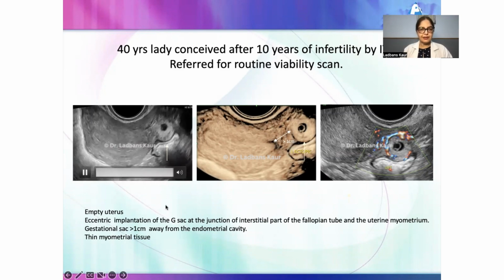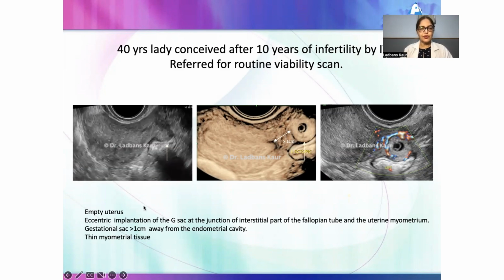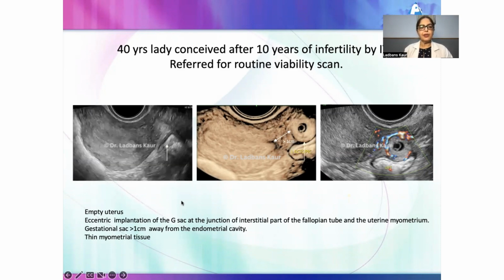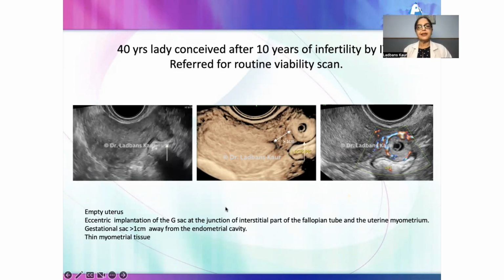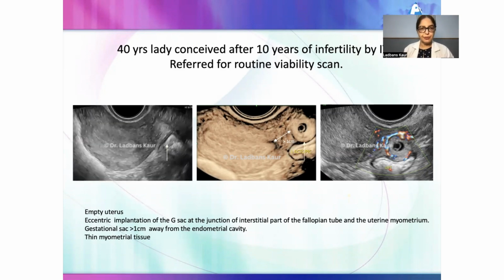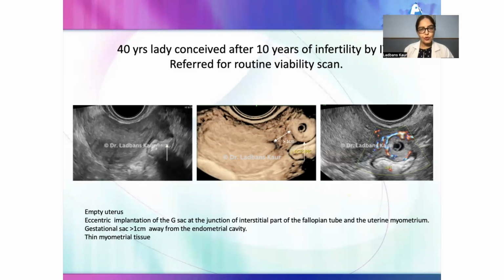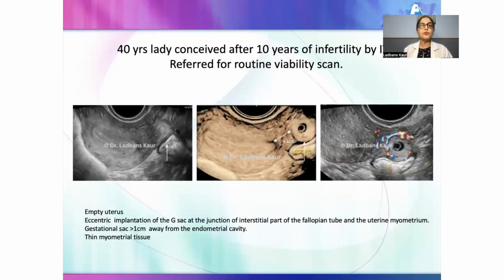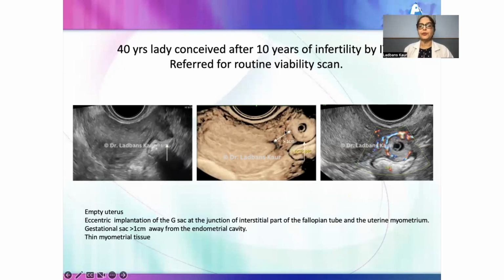This transvaginal video in the transverse view of the uterus shows you the endometrial cavity is empty, and there is eccentric implantation of the gestational sac seen at the junction of the interstitial segment of the left fallopian tube and the uterine myometrium. Note, you also see a tiny yolk sac within it. And the gestational sac was more than 1 centimeter away from the endometrial cavity.